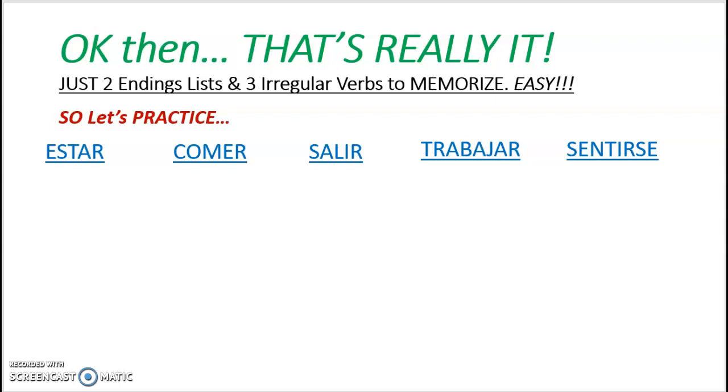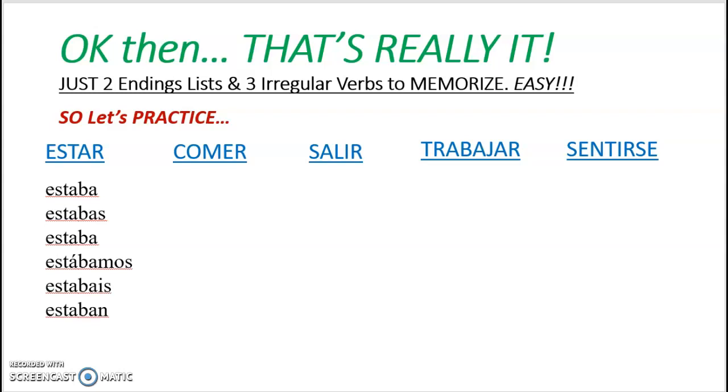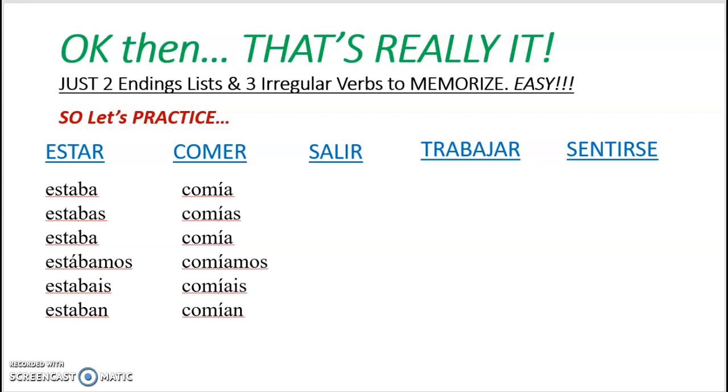Okay. All right, let's take a look how this works out. For estar, we have estaba. Remember our aba, abas, aba endings? Estabas, estaba, estábamos. Remember the accent? Estabais, estaban. Straight up regular. For comer, what would that be? That's comía, comías, comía, comíamos, comíais, comían. Accents on every I. Likewise, salir, that's an IR verb. So we have salía, salías, salía, salíamos, salíais, salían.